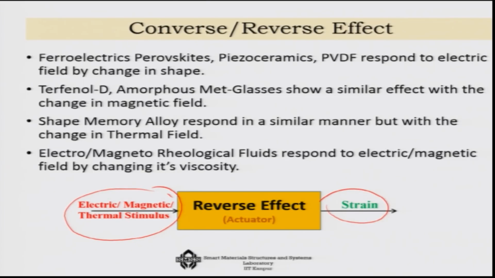There are many materials, of course, all piezoelectric materials like ferroelectric perovskites, which is a very special structure. I will talk about it in one of the lectures. Piezoceramics, PVDFs, they all respond to electric field. Then there is a group of materials like Terfenol-D, amorphous metglass, they show similar effect in magnetic field. Shape memory alloys show the effect in thermal field, and electro- and magnetorheological fluids respond to electric and magnetic field by changing their viscosity. So, these are all categorized in the reverse effect.